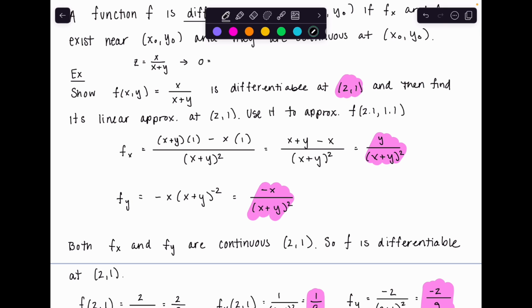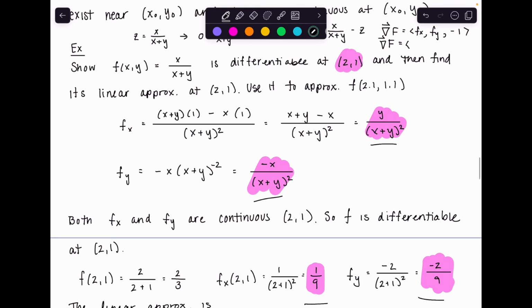So ultimately 0 is equal to this minus z. So your function of x, y, and z would be exactly this one. So the gradient vector would be exactly these partials you found. And then your z component is -1. So the gradient at that point would just be exactly these values you found. This would be 1/9 for the x, -2/9 for the y, and then the z is -1.